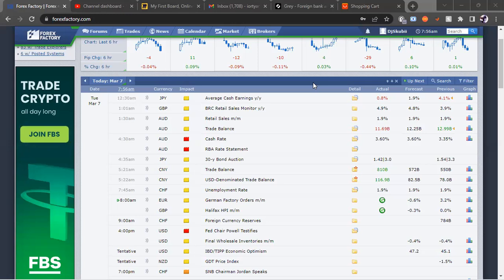Basically, what we're trying to do is get opportunities in the market, and you guys get to see my strategy, how I get my entries and exits in the market.